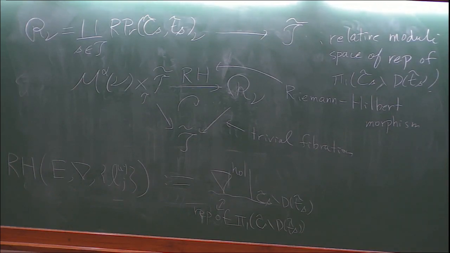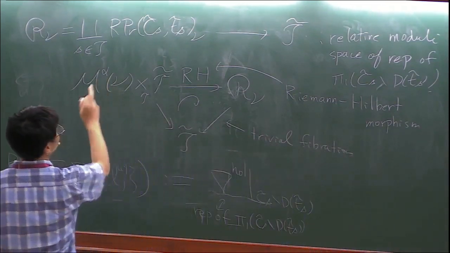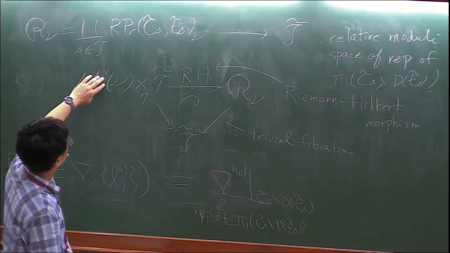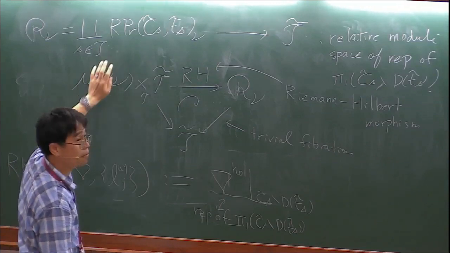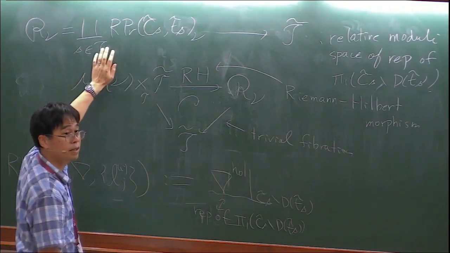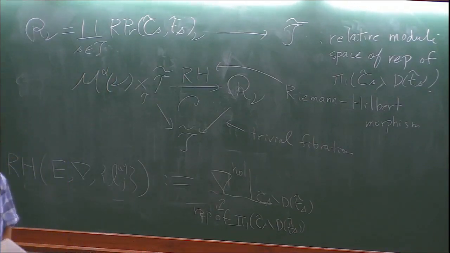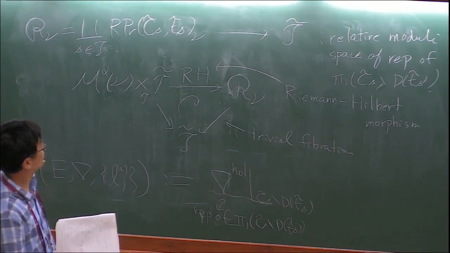How does the Riemann-Hilbert morphism depend on the parabolic weights? Parabolic weights. So this morphism is defined by a fixed alpha. So if we change alpha, the moduli spaces are birationally equivalent, but not necessarily isomorphic.